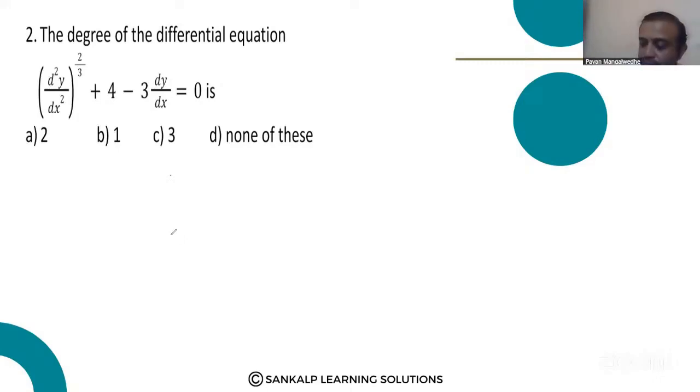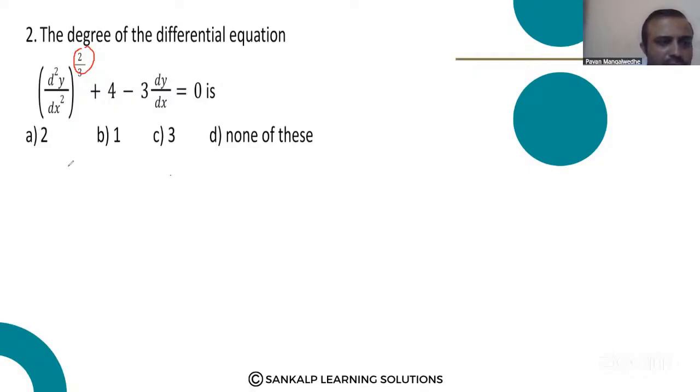Just try to solve this. By observing this, we can assume that the power is in fractional form. For the fractional form, we cannot easily find the degree of this.